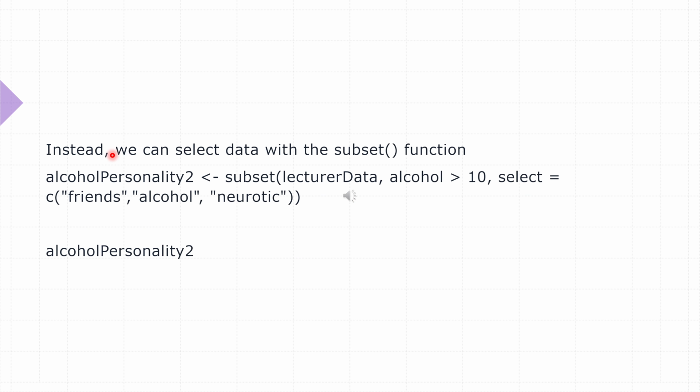Doing the same with subset. The subset function can be a bit friendlier to read: alcoholPersonality2 <- subset(lecturerData, alcohol > 10, select = c(friends, alcohol, neurotic)).